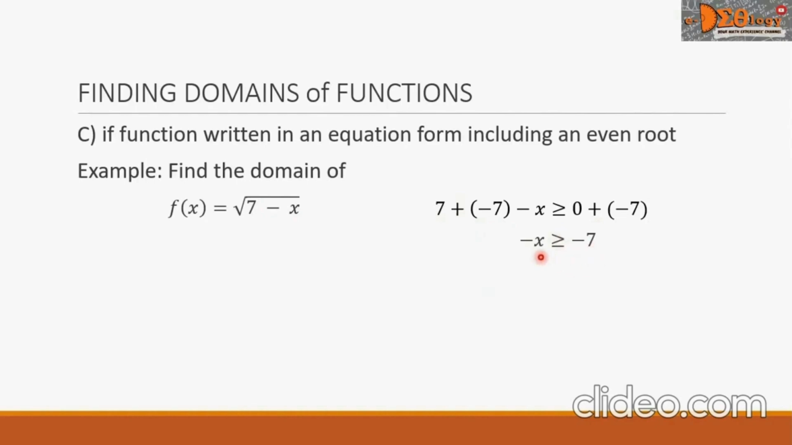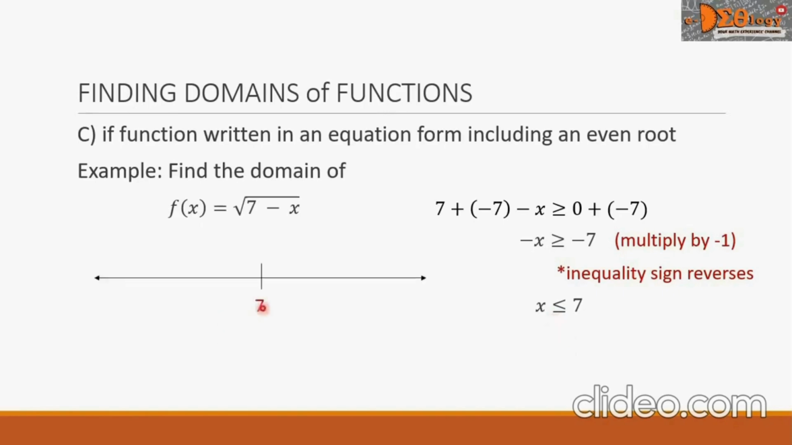We want the x to be positive, so we're going to multiply the inequality by negative 1. We know the rule for inequality that when we multiply by a negative number, the inequality sign reverses. So it will be positive x now less than or equal to positive 7. Now, just to illustrate, we're going to put this on the number line. So here is the positive 7. So x less than or equal to positive 7.